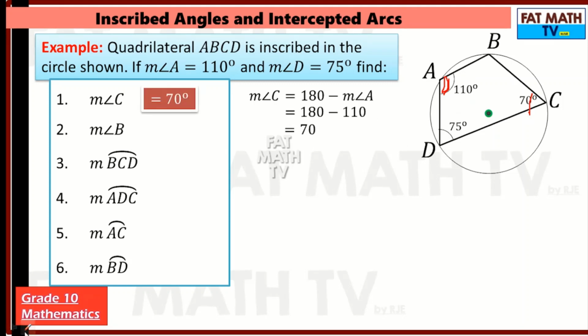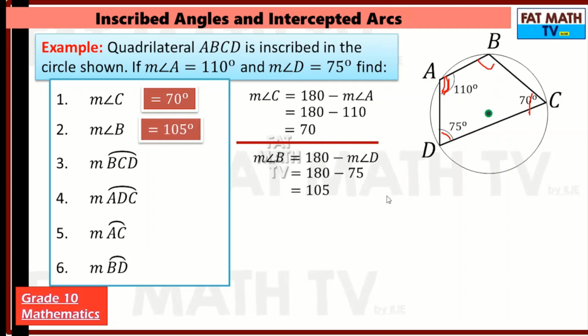How do we solve angle B? Angle B and angle D are supplementary, so their sum is 180. So we know that D is 75. So B is 180 minus 75. That is 105 degrees.